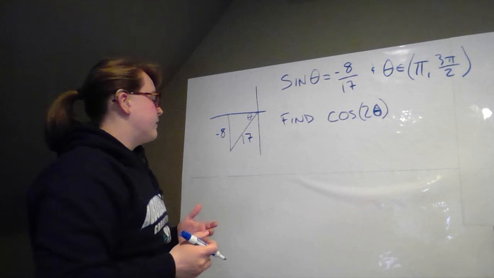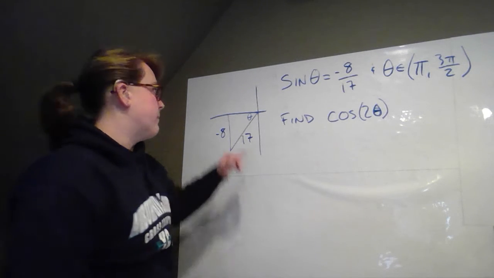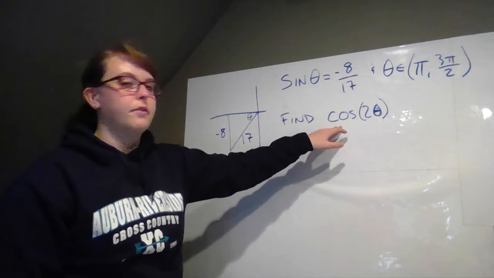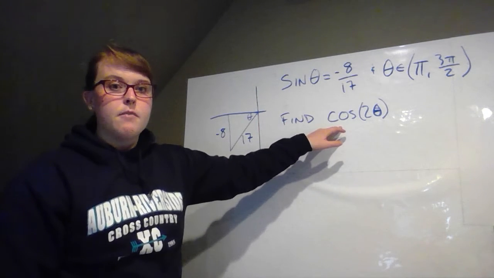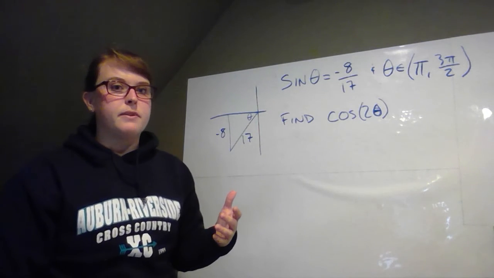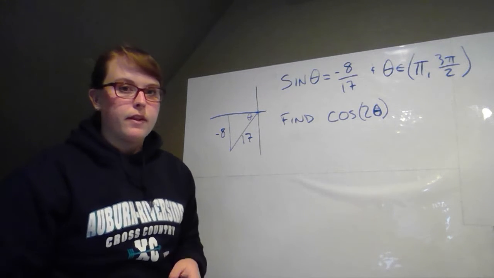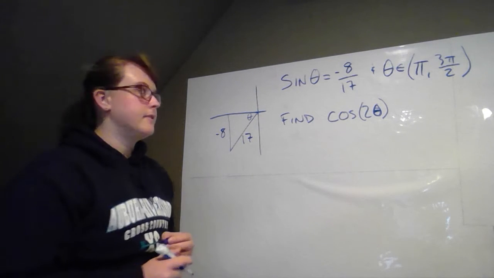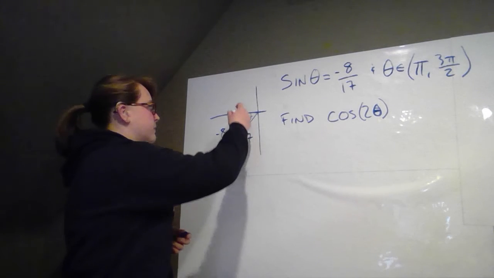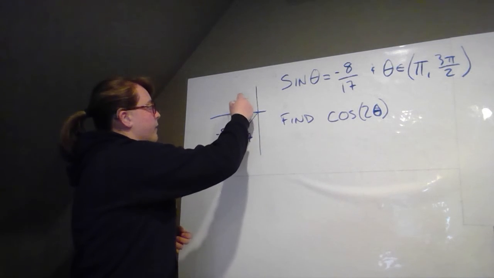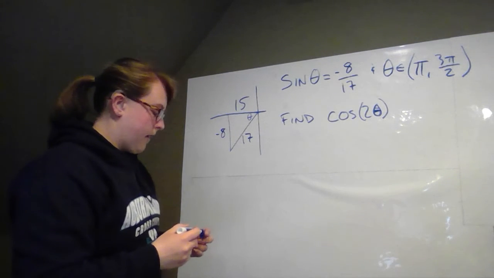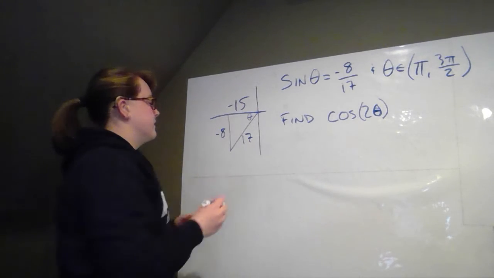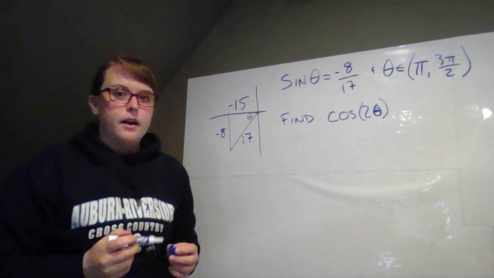And then we need to figure out what the missing side is, or actually, for this one we don't need to figure out what the missing side is to find cosine of 2 theta, and I'll talk about that in just a sec. But if you did have a problem where you needed to find the missing side, you could always use the Pythagorean theorem, or notice that this is a Pythagorean triple, 8, 15, 17, but this one's negative. Anyway, this one would end up being 15, or negative 15, since it's in the third quadrant.